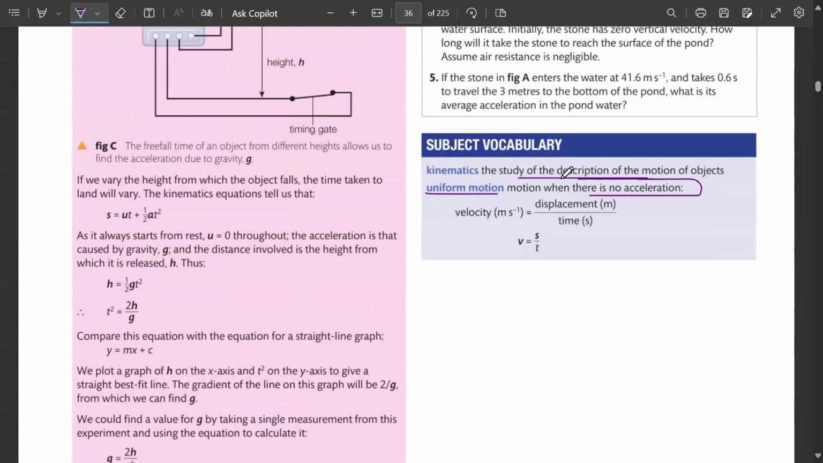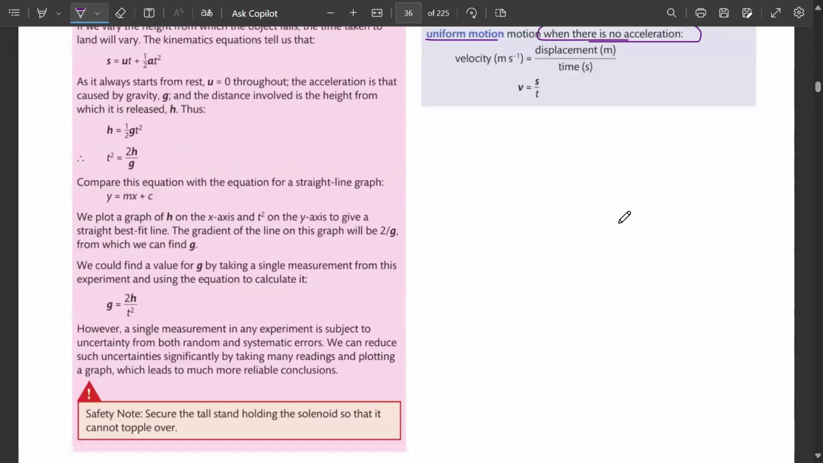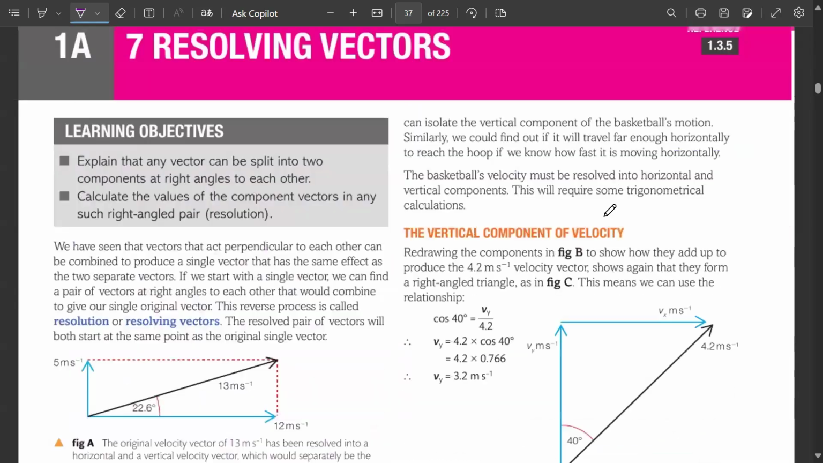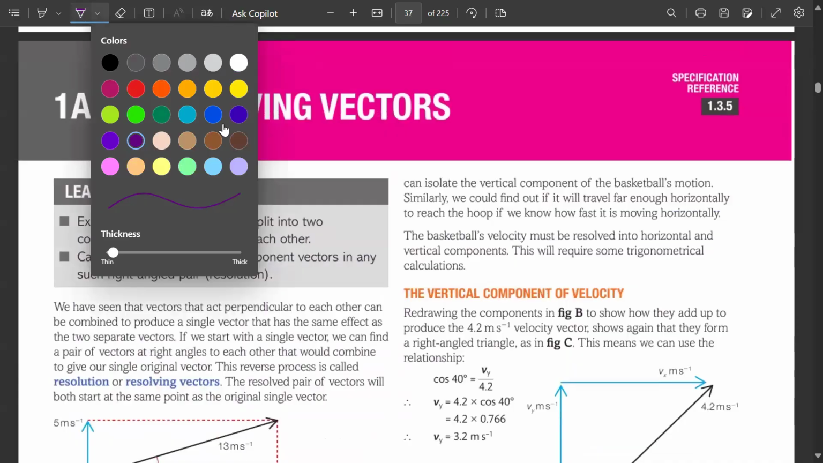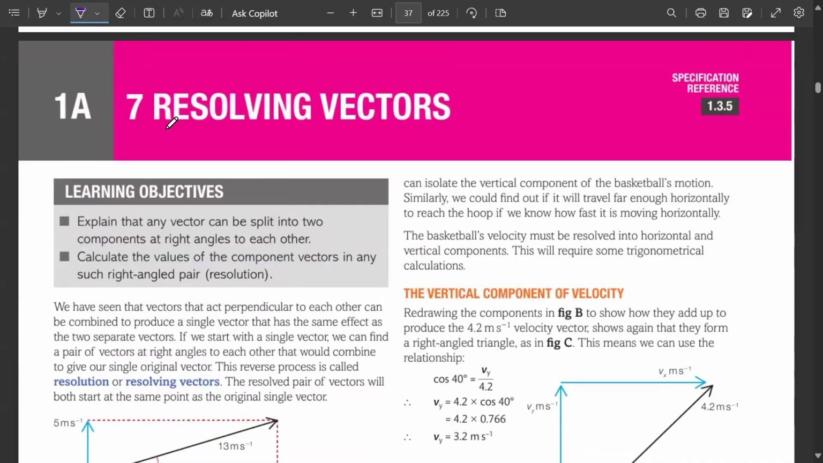So kinematics is the study of the description of the motion of objects, and uniform motion किसको कहते हैं when there is no acceleration. And you have already talked about the four equations of motion that you have to write down in your copy and are very, very important in all of our upcoming topics as well.